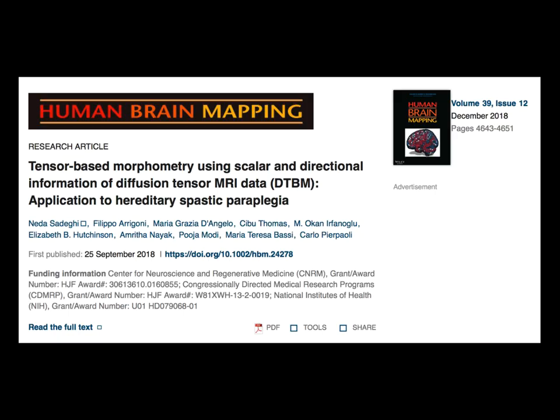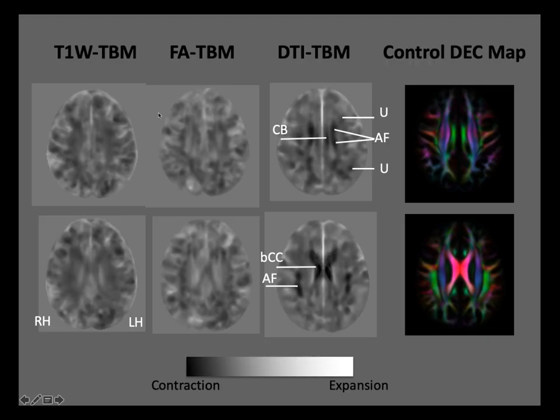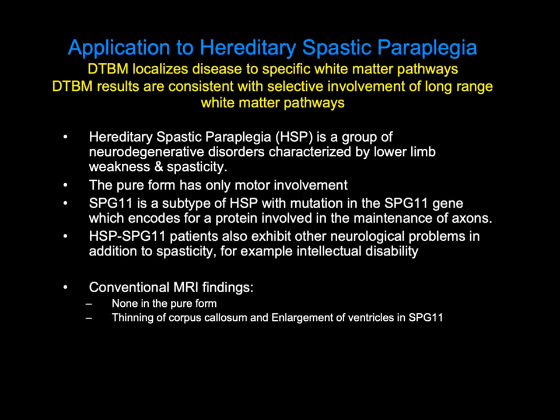Okay, now let's go through some applications, and we can go quickly. So this is the only fully published paper that we have, and Neda Sadeghi is the first author of this. And this was an application to hereditary spastic paraplegia. And now I put in yellow the sort of important points of each of the examples that I'm showing. So if you then get distracted, it's not a big deal. But essentially, these are the important points.